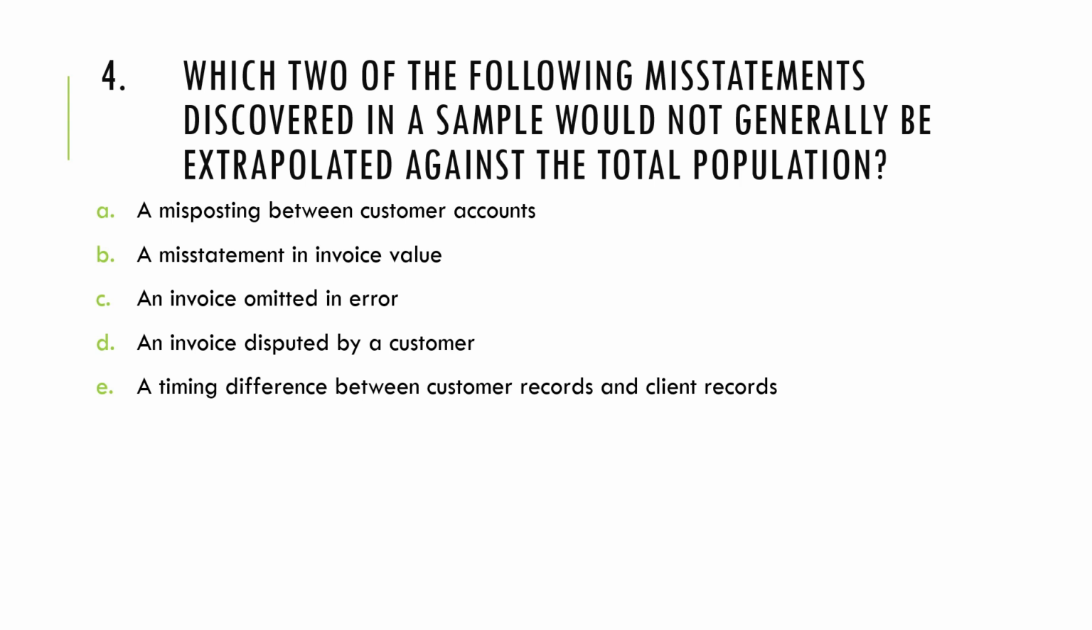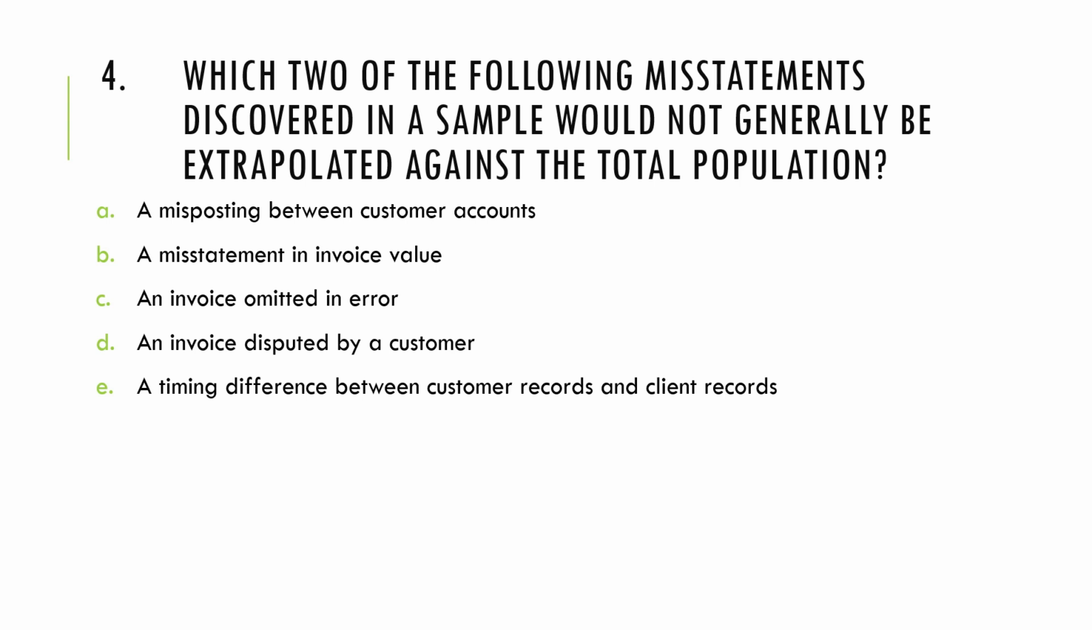Letter A, a misposting between customer accounts, meaning to say, for example, the receivable of customer A was posted to customer B instead. Okay, but in terms of the total amount, the total balance of the entire receivables, the balance is still correct. Letter B, a misstatement in invoice value, such as, for example, an invoice that is supposed to be for 1,000 was made for only 100. Letter C, an invoice omitted in error, so an invoice that has not been recorded.